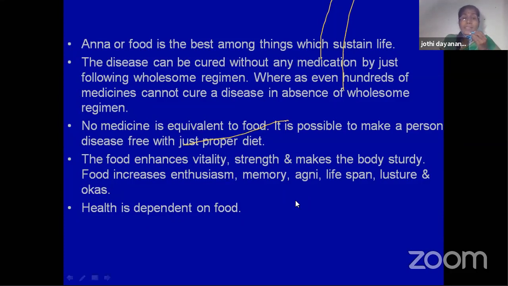Food enhances your vitality and strength. It makes you stronger. It increases your brain power, grasping power, and memory power. The fire in you, whether you are cool, calm, or balanced, your lifespan, your liking, your anger, your luxury, your aspiring for some bad thing, all of that depends upon the food that you take. So health totally depends upon the food that we take, right?